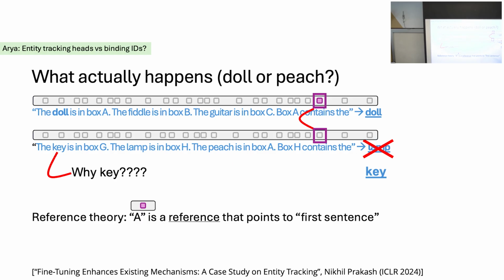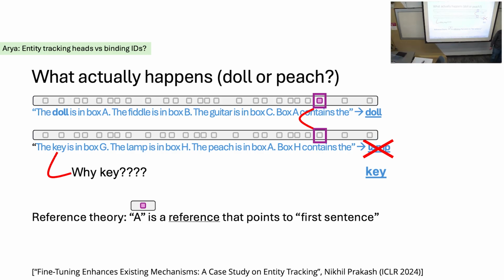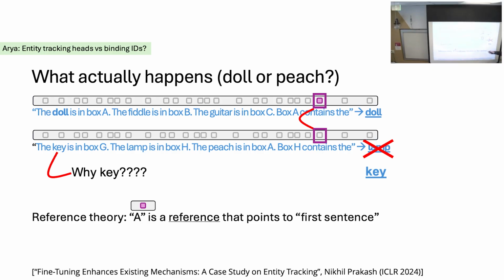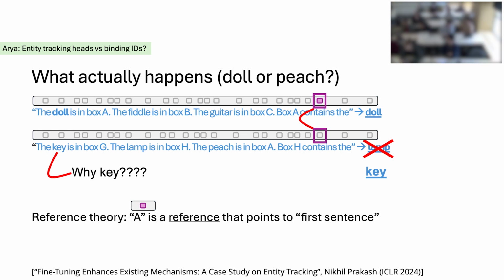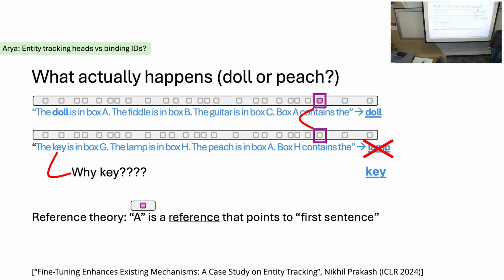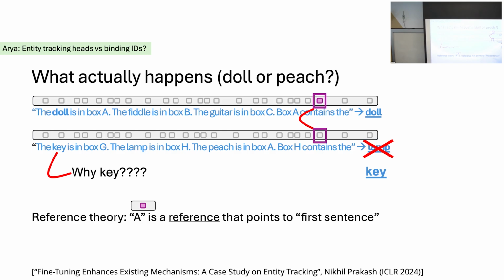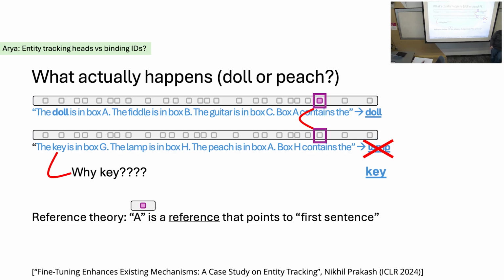I already had a question. What was your question having to do with entity tracking heads and binding IDs? I guess the paper touched on it a little bit, saying think about how this paper's conclusion works with the binding ID. Yes. So this is our view of binding IDs. Basically, this pointer here is what other people call binding ID. Make sense? Yeah, I think that's the closest. Would you say that's accurate? Yeah, more or less.